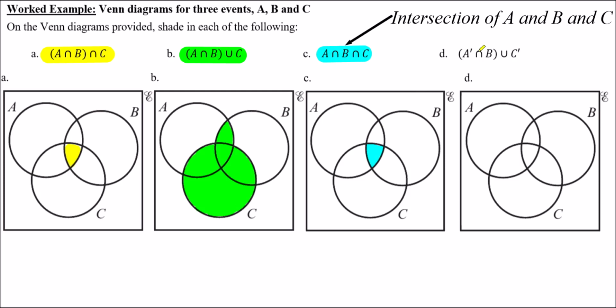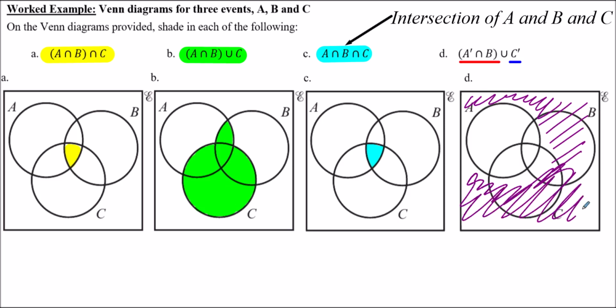The final one, we've got these horrible dashes again. So first of all, A dashed unified with B. Well, A dashed just means everything outside of region A. So A dashed is going to be, give me something very rough and ready here, A dashed is everything on the outside of A, like so. And we're going to find where that overlaps with circle B.